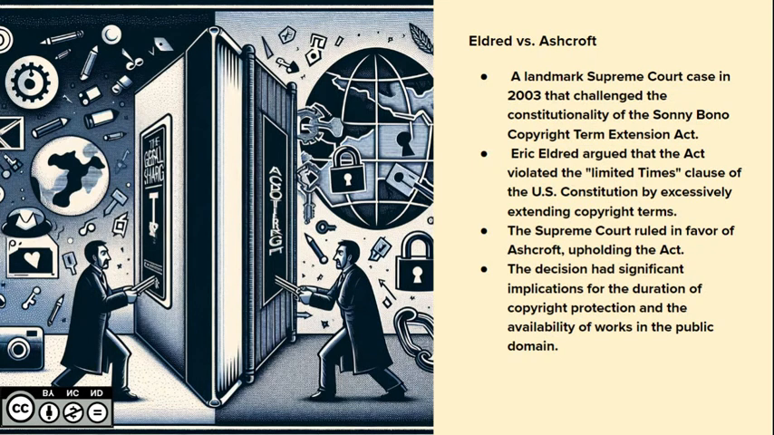The Eldred versus Ashcroft case in 2003 was a landmark Supreme Court case challenging the constitutionality of the Sonny Bono Copyright Term Extension Act. Eric Eldred, a strong advocate for the public domain, argued that the act violated the U.S. Constitution's limited times clause by excessively extending copyright terms. However, the Supreme Court ruled in favor of Ashcroft, upholding the act. This decision had far reaching implications, ensuring that copyright terms would remain extended and delaying the availability of many works in the public domain for decades.